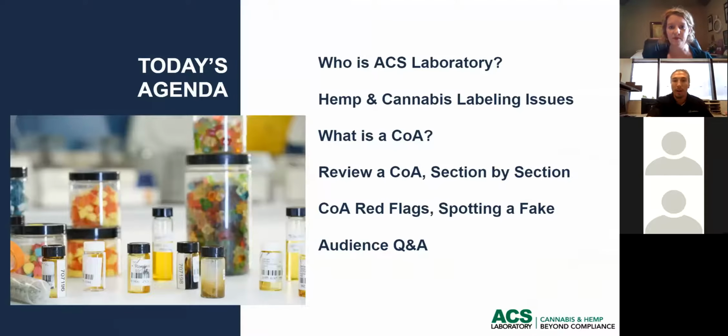So a little bit on today's agenda, we'll start with some background information on who ACS Laboratory is and what kind of sets us apart. We'll then cover some of the common hemp and cannabis labeling issues that we're seeing today and go into some of the state of the industry type stuff. We'll then start going into what a COA actually is and what makes it up. We then will break it down section by section, go through the entire thing, make sure we can understand and read the whole thing. And then we'll go over some of the red flags, some things to look out for, some ways to spot a fake. And lastly, we'll end up with some audience Q&A.